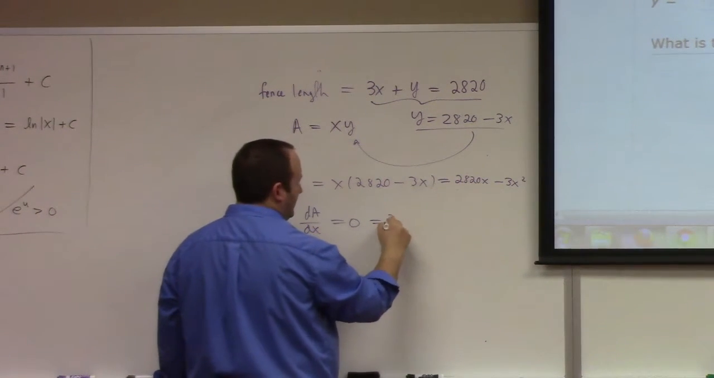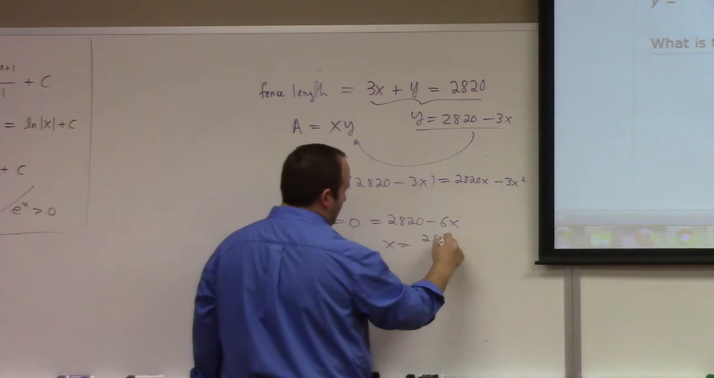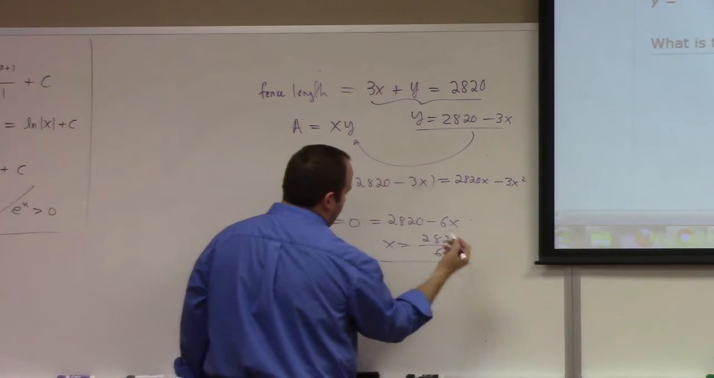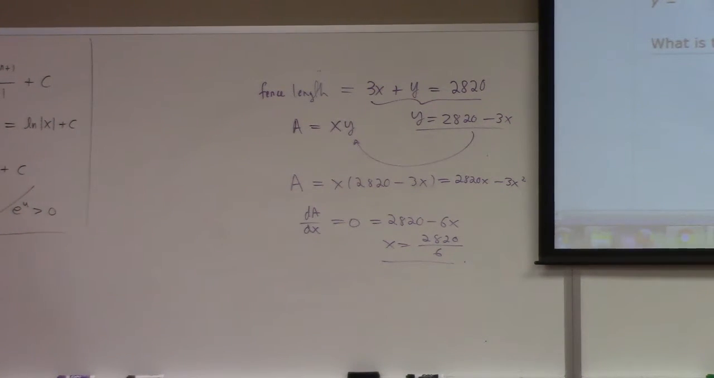So that gives you 2,820 minus 6x, so x is equal to 2,820 divided by 6. That's your one critical value. That should give you the dimensions which maximize the area. To actually find the dimensions, I have to take that number and plug it back into the y formula, right? And then I have x and y, the dimensions that are needed.